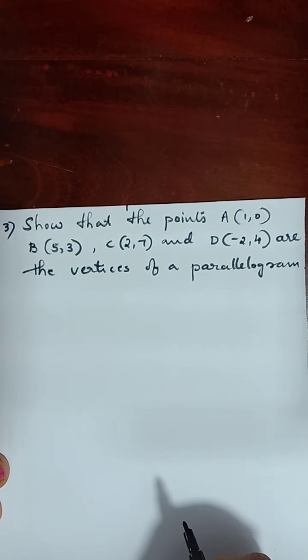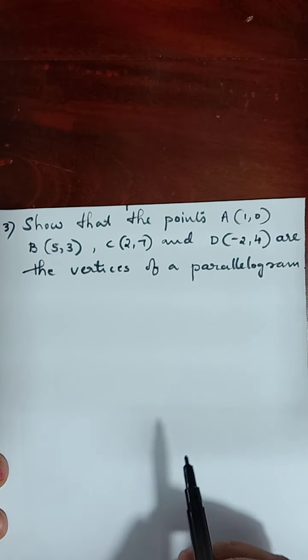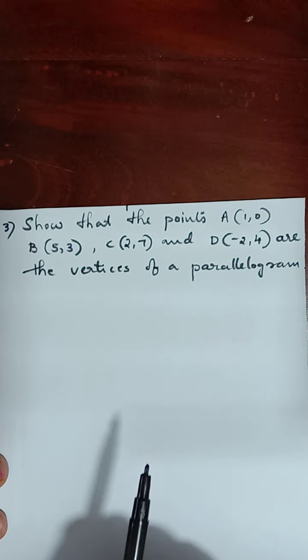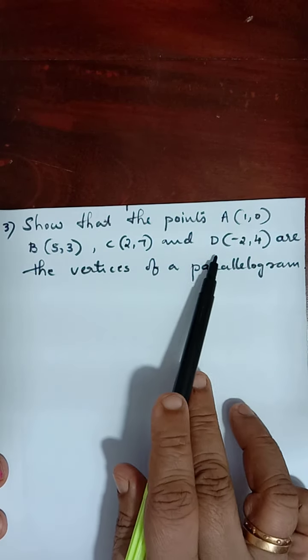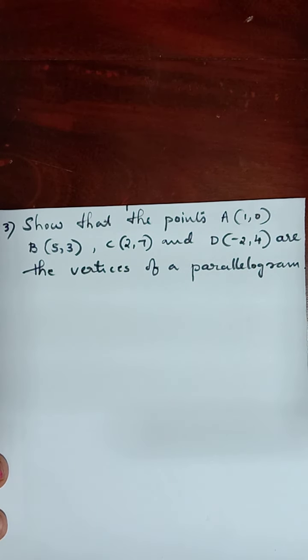This is our third question. Show that the points A(1, 0), B(5, 3), C(2, 7) and D(-2, 4) are the vertices of a parallelogram. We know the properties of the parallelogram. When we learn coordinate geometry, we have seen that for a parallelogram, the midpoints of the diagonals will be the same. So we have to find the midpoint of the diagonals.